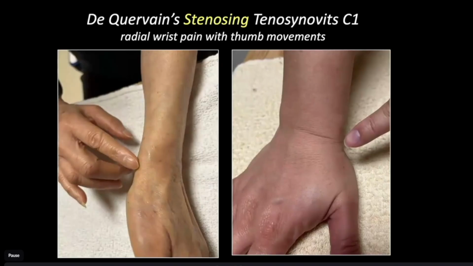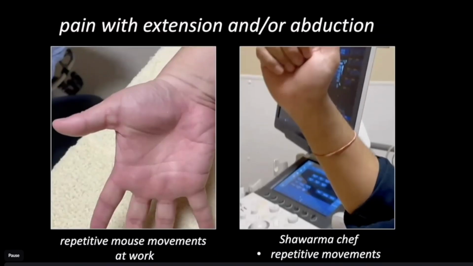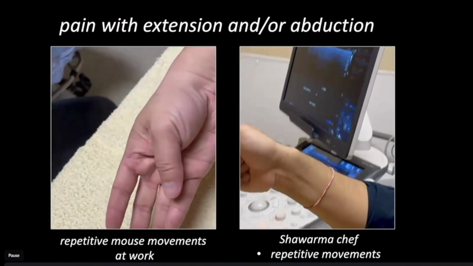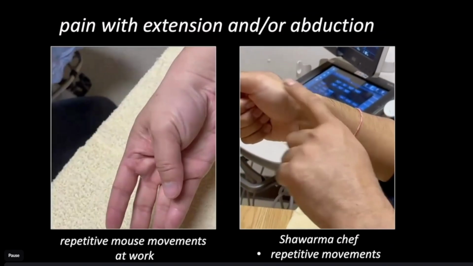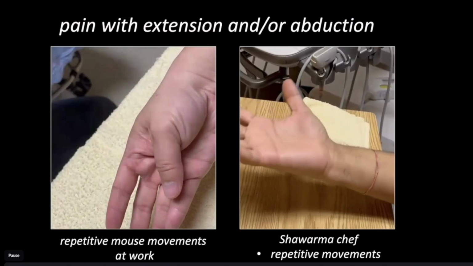Very commonly, we see these cases on the radial wrist, de Quervain's stenosing tenosynovitis of compartment 1. Patients complain of radial wrist pain with thumb movements. Usually this is where they're going to point. They may come for a question of a ganglion. They often have pain with extension and/or abduction, and it's caused by repetitive movements. And they tell you where they have their pain and what movement causes it.